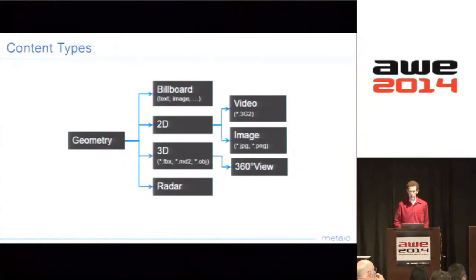So what kind of content can you include in the SDK projects? You can create a variety of different kinds of geometries. You can create billboards, which are basically 2D graphics that have a position in the 3D world and are always facing the user. So those could be text or images. And then other 2D geometries include videos and images. And then we have 3D geometries, such as 3D models and 360-degree views. And then the radar, that refers to when you're doing a geo AR experience and you want to show the locations of points of interest.